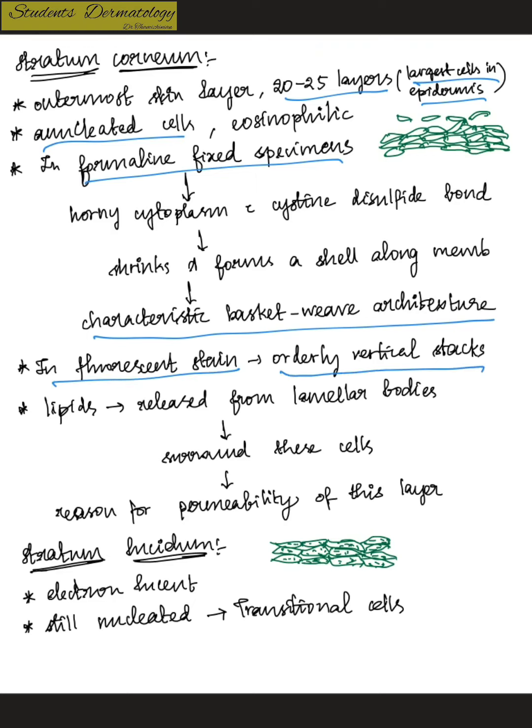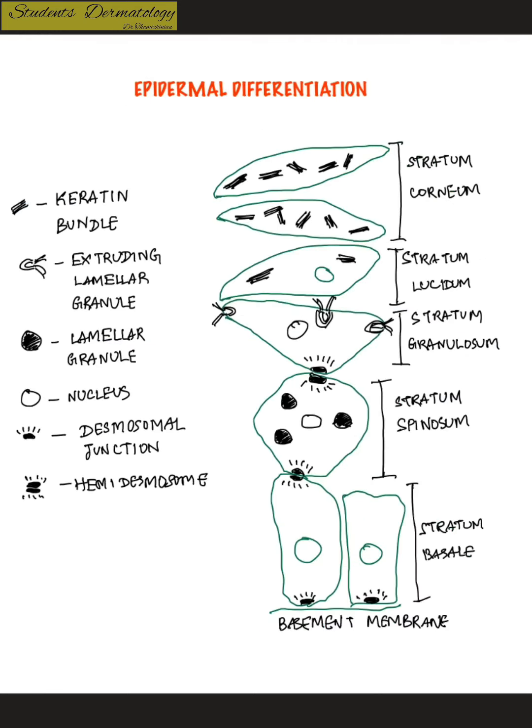The lipids released from the lamellar bodies surround the cells in the stratum corneum and play an important role in the permeability of this layer. So the stratum lucidum is an electron lucent layer. They are also still nucleated and called transitional. So this is the epidermal differentiation. This is the stratum basale and this is the stratum spinosum. The upper stratum spinosum and stratum granulosum contain these lamellar granules.